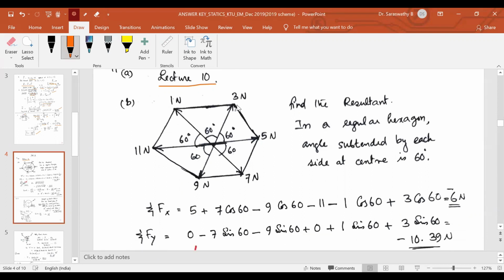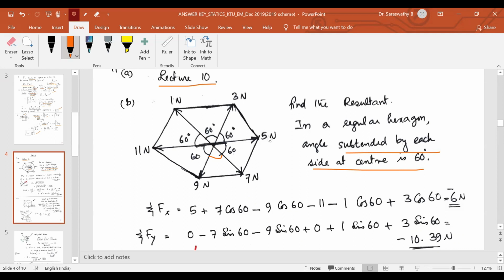A regular hexagon. A hexagon means the total angle at the center is 360. So each of these angles, the angle subtended by each side, this side subtends an angle of 60 degree. Similarly, this side subtends an angle of 60 degree. Each of these angles will be 60 degree. A regular hexagon, angle subtended at the center by each side will be 60. That is the only thing you have to know.